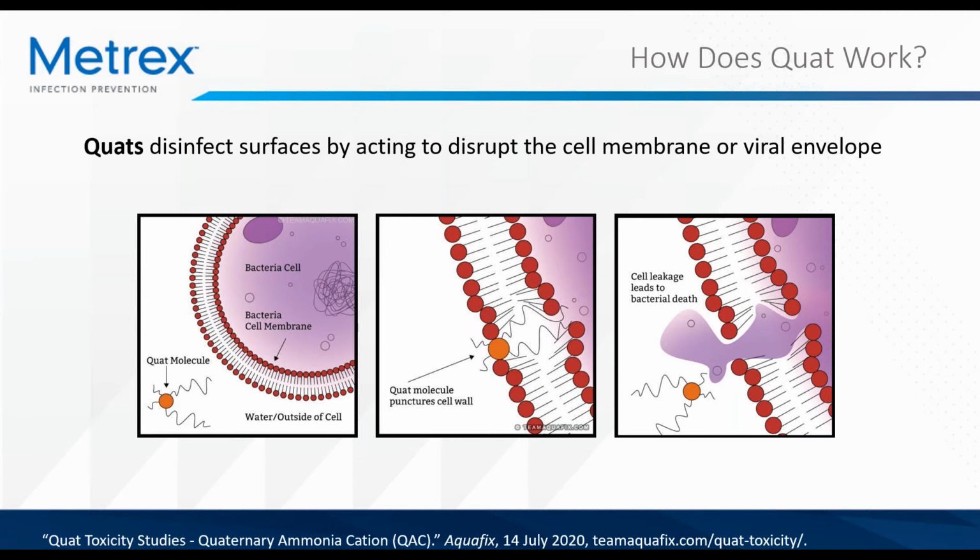In the last picture, you can see that the puncture created by the quat molecule causes cell liquid like cytoplasm to leak out of the cell. This eventually leads to the death of that cell. And that's how quat works to kill germs like bacteria.